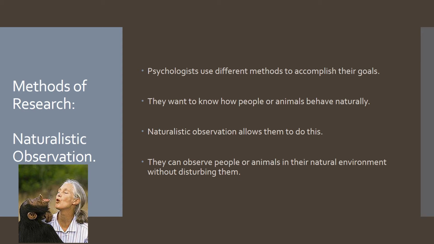So let's talk about different methods of research. Psychologists use different methods of research to accomplish their goals. One of these is the naturalistic observation. To do this, they want to know how people or animals behave naturally without interfering. So they can observe people or animals in their natural environment without disturbing them.